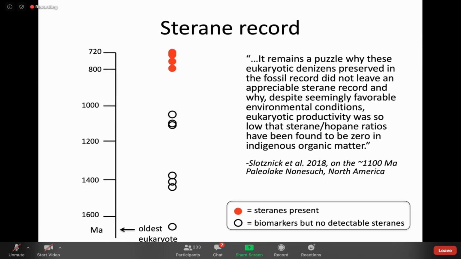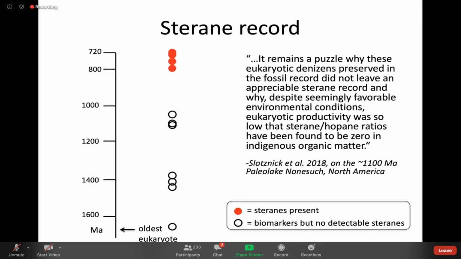We see these fossil eukaryotes. And so the fact that we're not recovering any sterols from these rocks indicates that eukaryotes were really low in abundance. And here I just grabbed a quote from a paper looking at sediments from a 1100 million year old, assumed to be a paleo lake. And the quote is, "It remains a puzzle why these eukaryotic denizens preserved in the fossil record did not leave an appreciable sterol record, and why, despite seemingly favorable environmental conditions, eukaryotic productivity was so low that sterol-hopane ratios have been found to be 0." You can see that assumption there. Gee, this is a great place for eukaryotes to live. We see the fossils, but surprisingly, there are no sterols.